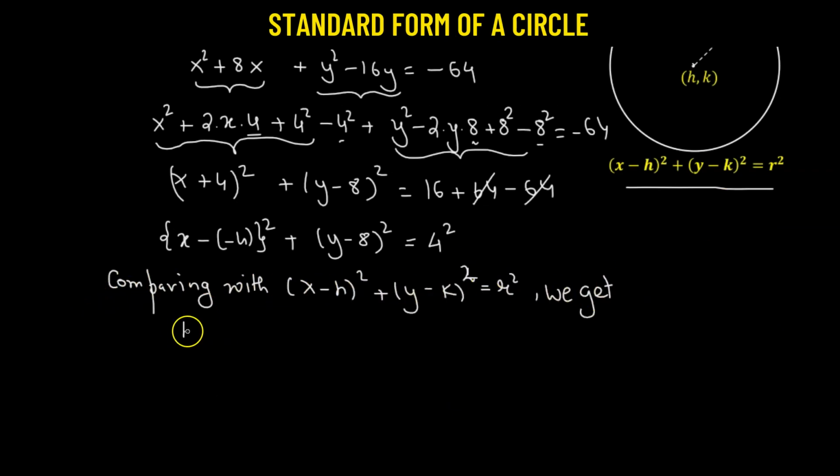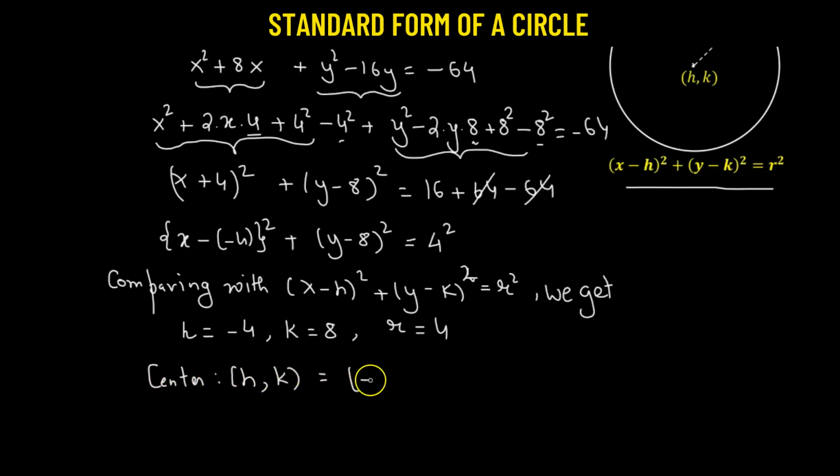We get the value of h, which will be negative 4. The value of k is going to be positive 8, and the radius of the circle is going to be equal to 4. That means we now have the coordinate of the center, because the center is given by h comma k.